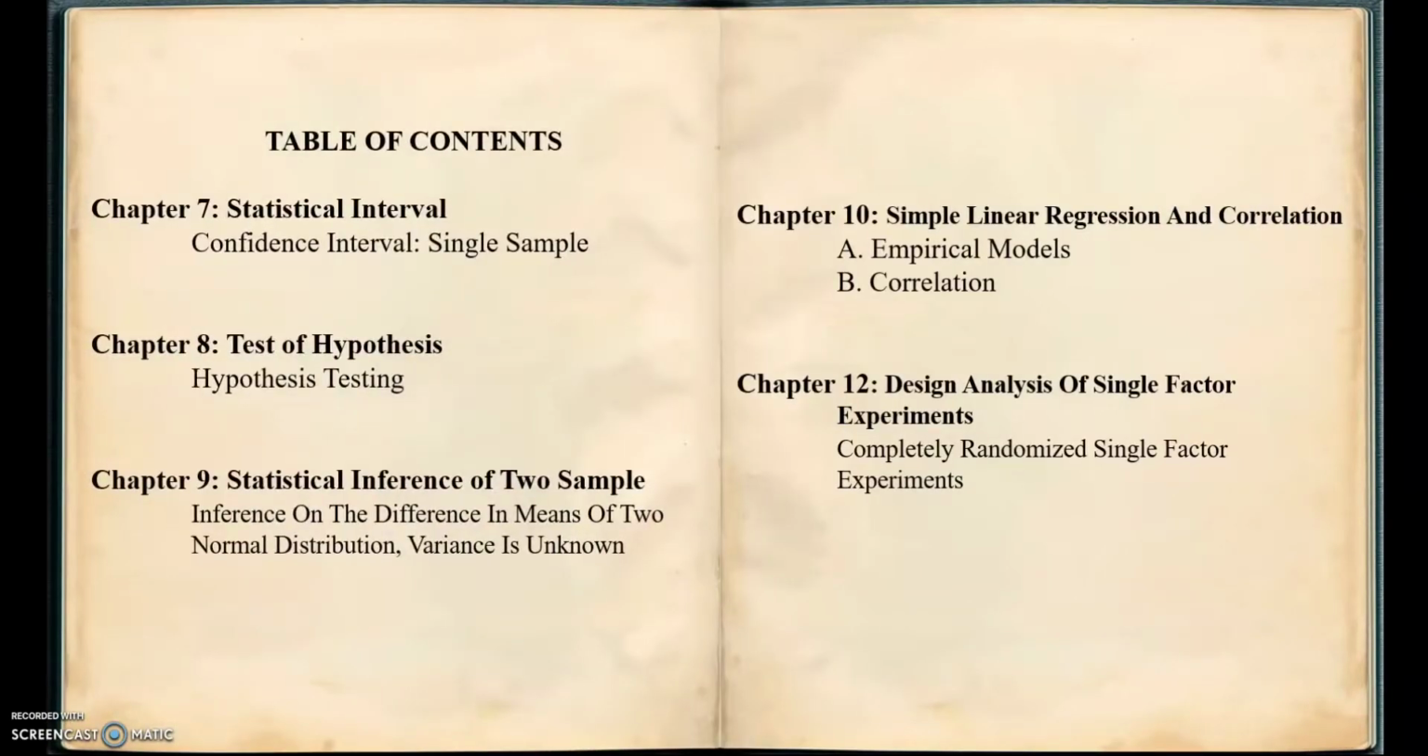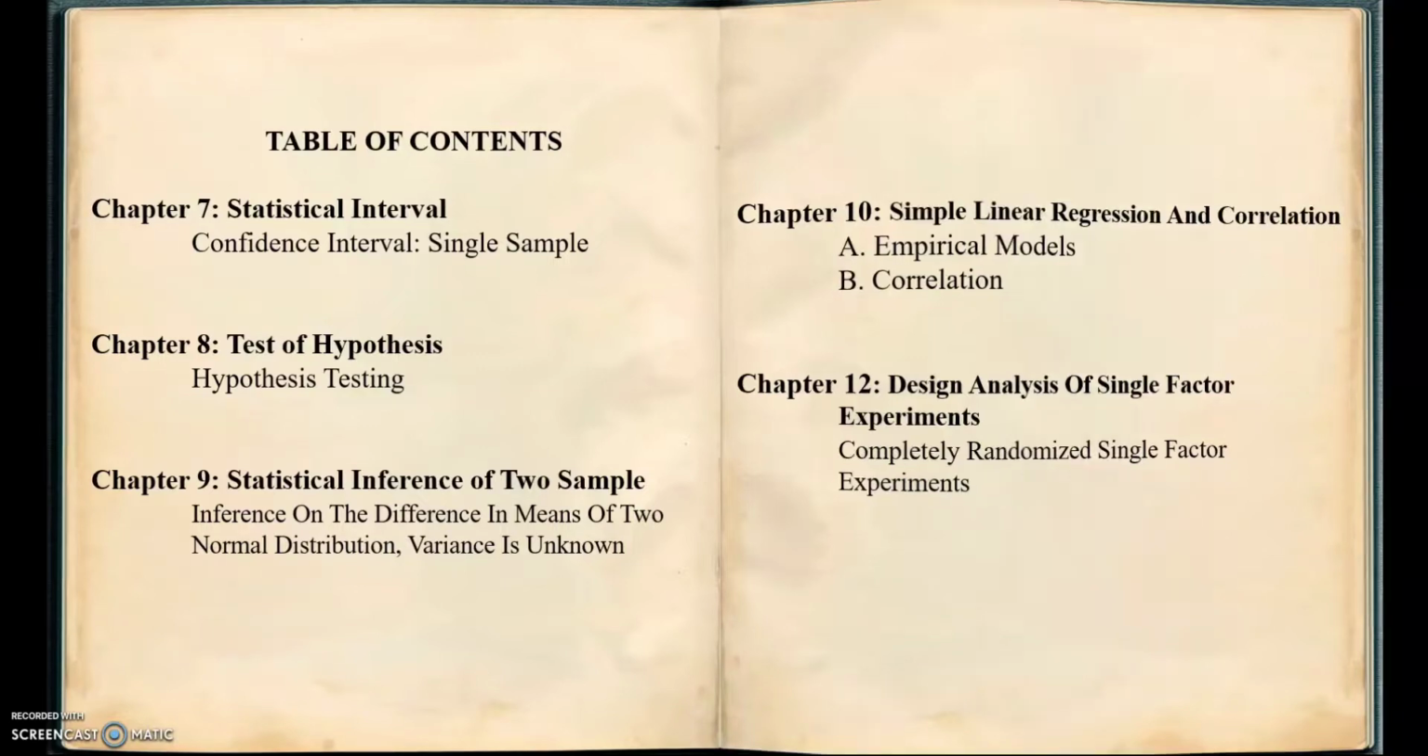So here's our table of contents. We have chapter 7 entitled Statistical Interval, and we have the subtopic of Confidence Interval Single Sample. We have chapter 8, a topic of test of hypothesis and the subtopic of hypothesis testing. Chapter 9, statistical inference of two samples, having a subtopic of inference on the difference in means of two normal distributions, variance unknown. We have chapter 10, simple linear regression and correlation, with two subtopics which are empirical models and correlation. And the last topic is chapter 12. The topic is the design analysis of single factor experiment, with the subtopic of completely randomized single factor experiment.